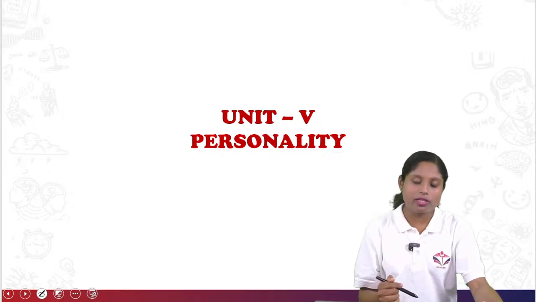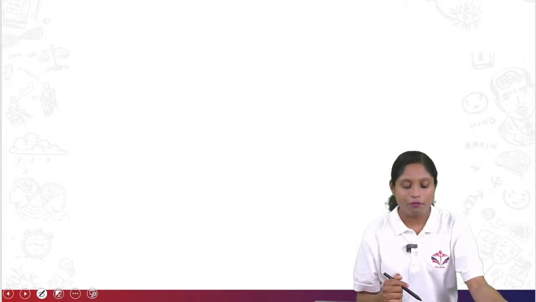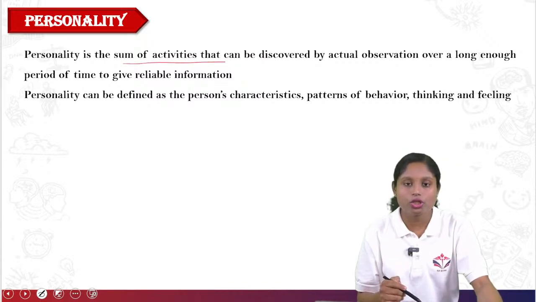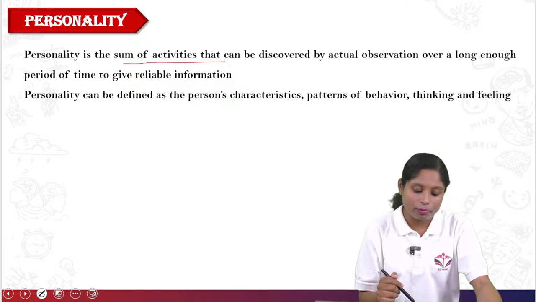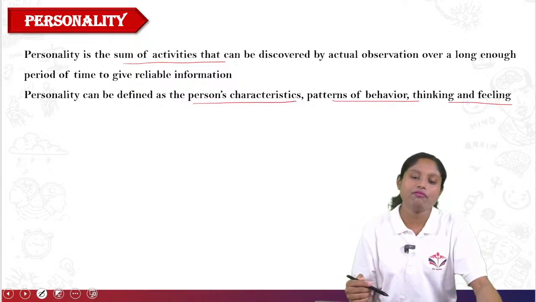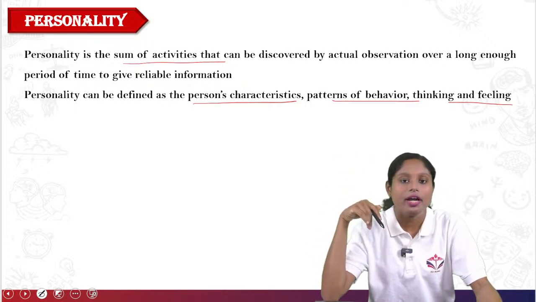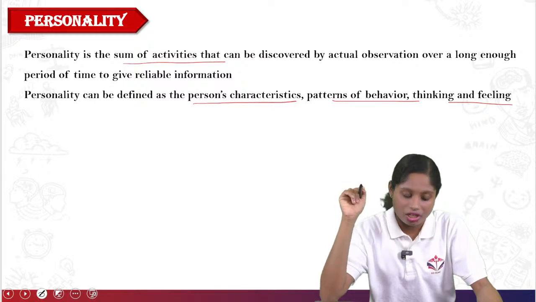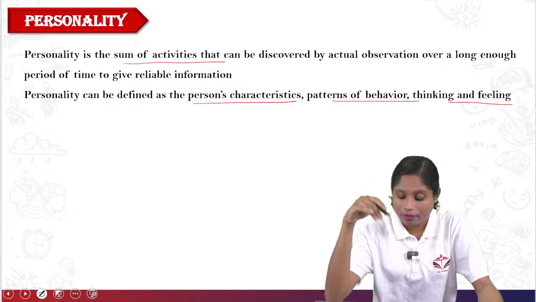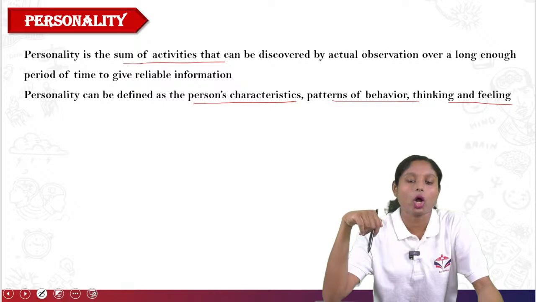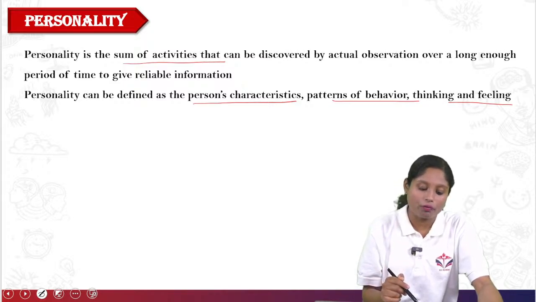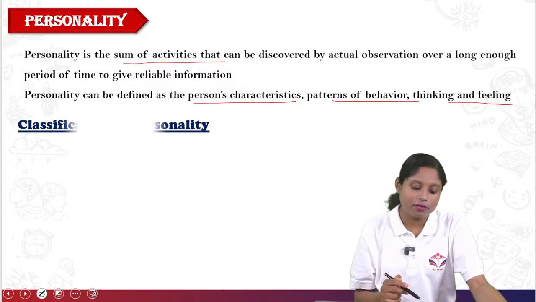We are coming to the 5th chapter, that is personality. So let's discuss the 5th chapter. What is personality? It's the sum of activities that can be discovered by actual observation over a long enough period of time to give reliable information. It can be defined as a person's characteristics, pattern of behavior, thinking and feeling. Each individual has a different personality; it is unique for each individual. So that is what is called personality. That's the definition of personality.